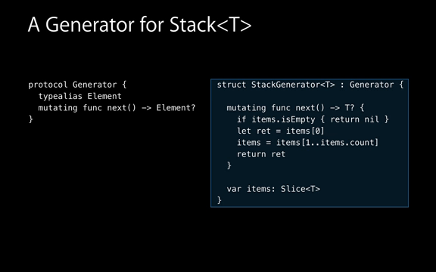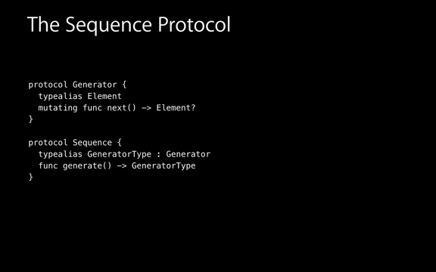But we're not done yet, because we haven't implemented sequence. Right? This is a two-protocol protocol. So sequence has a very similar structure to that of generator. The most notable difference is that its associated type is constrained here to be a generator. And that's how Swift knows that it can call next on the thing that it gets out of generate.